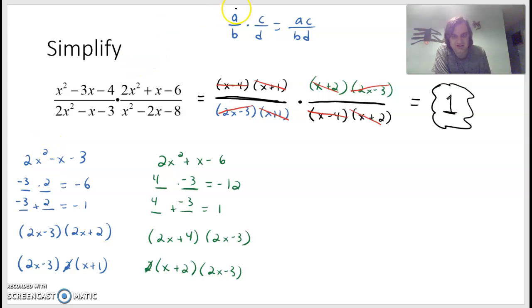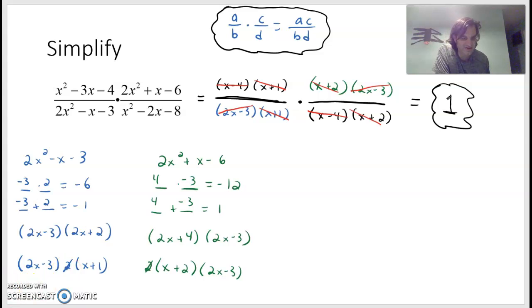Alright. Take note again of multiplying fractions together if it's been a while. Alright, we'll do some more examples here in the next video.